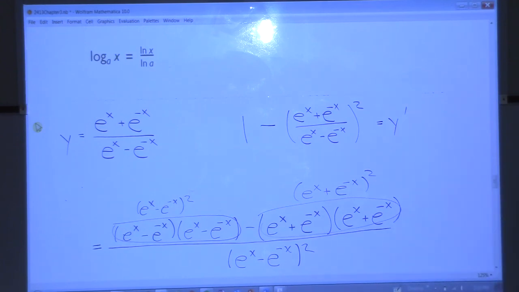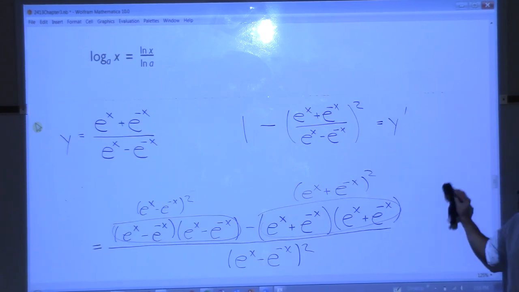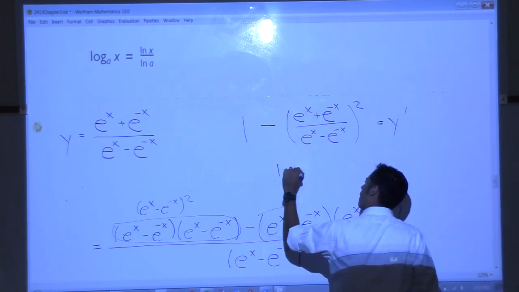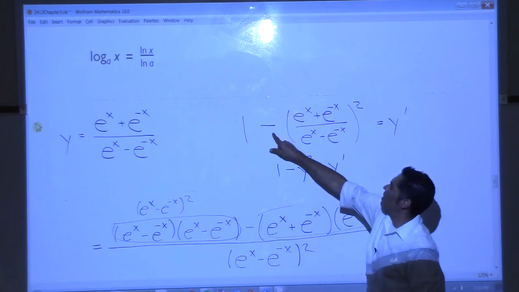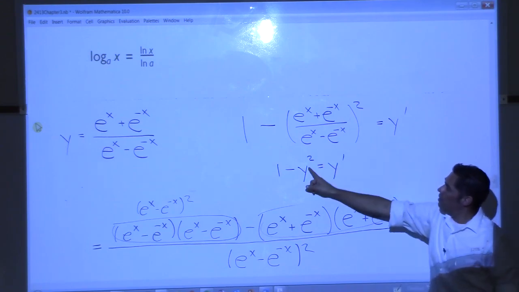Does anyone recognize what's in parentheses? That's my original function, isn't it? Now we're done, okay? This is the derivative. We're done. But I just want to show you one last thing. Isn't that what we're saying? 1 minus the original function, which was y, right? 1 minus y squared is equal to y prime.